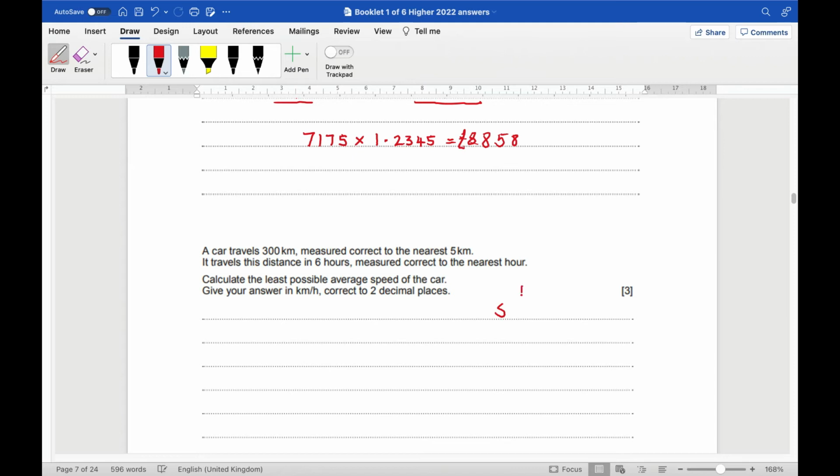Speed is distance divided by time. In that triangle. Okay? If I want the least possible speed, then I want the lower bound of the distance and the upper bound of the time, because I am dividing and I want my answer to 2 decimal places. In terms of the distance, it's the nearest 5k, so we will add and take away 2.5, which is half of that. And this is to the nearest hour, so for our upper and lower bounds here, we will add and take away half an hour, or 0.5 hours. You have a go at that.